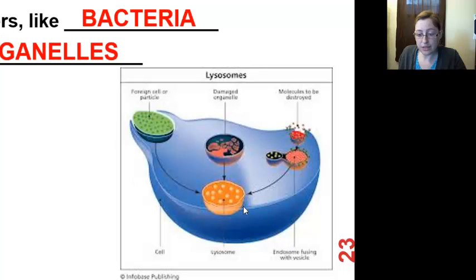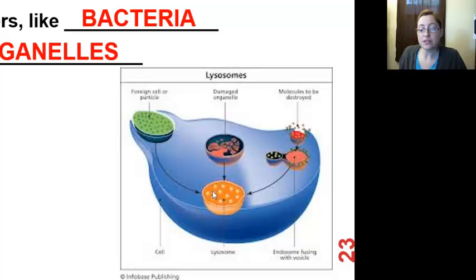We see a lysosome, and these are all the different things that can come into it. Here's a foreign cell or a particle, something that needs to be digested. Over here we have molecules that need to be destroyed. Maybe we have some viruses that have invaded a cell and we need to get rid of them. Or here we have an organelle and it's received damage in some way and it's no longer functioning.